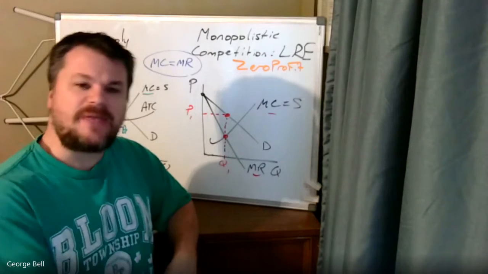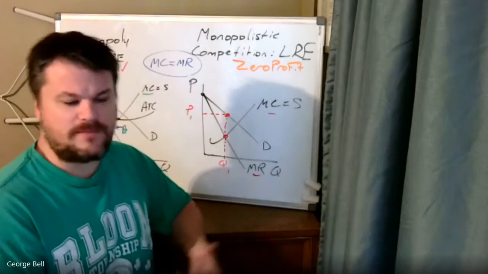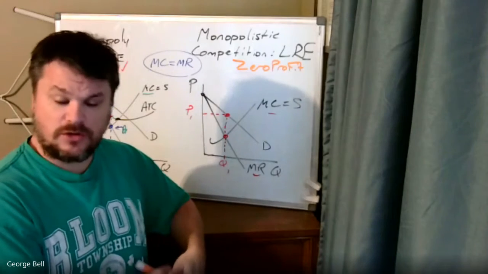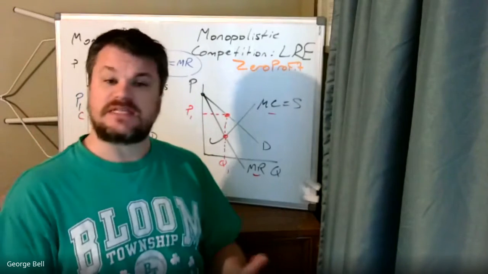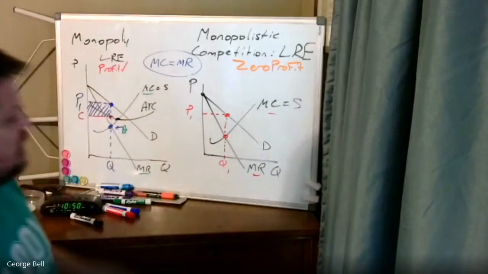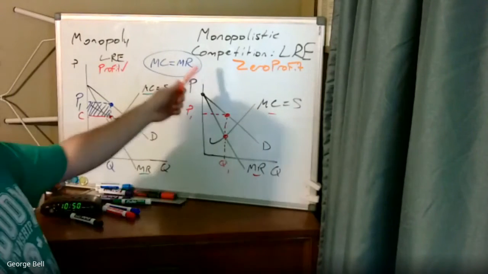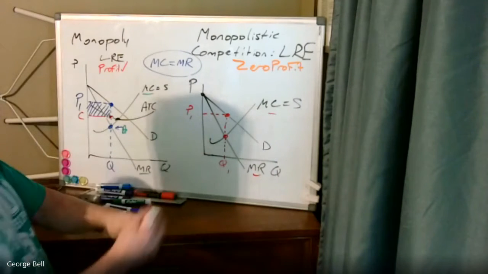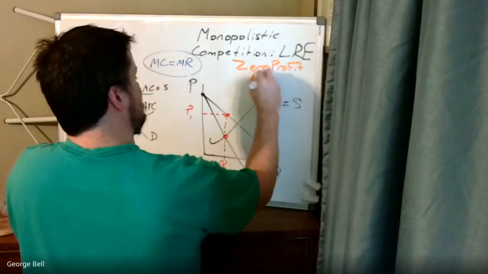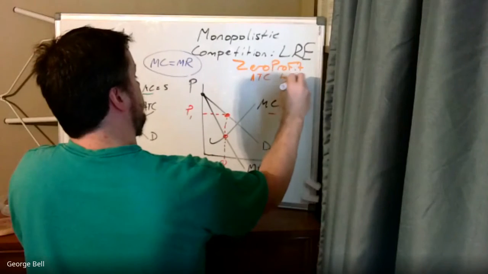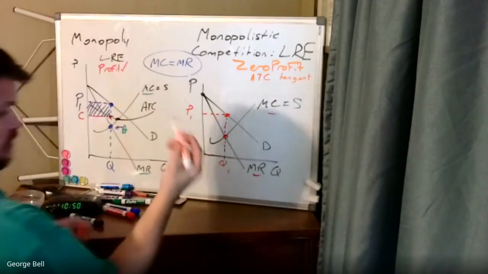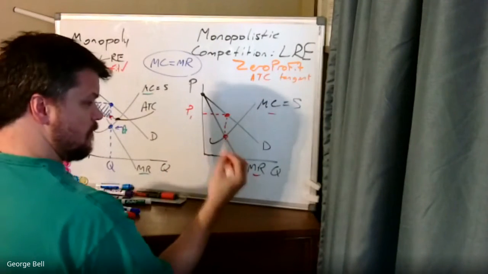They make money, they pay themselves salary. The owner will pay the manager salary or something like it. So in the long run, even if they earn zero profit, they still make money. That said, it's a zero profit condition. In order to show zero profit, you have to make the ATC tangent to the demand curve. And so all we need to do is like so.